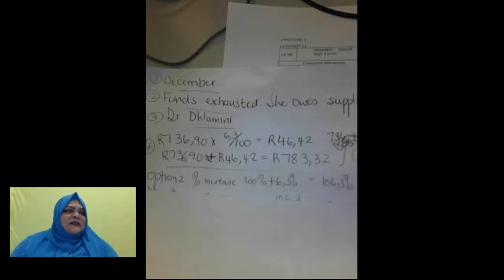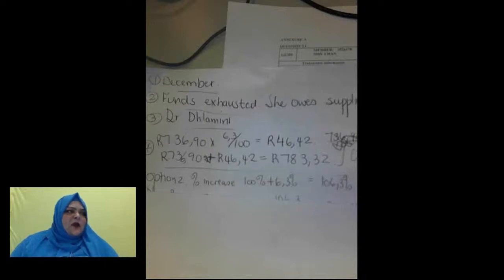736 Rand 90 cents is the original amount, the 100% of the amount. But now we want to add that, and we will now say 100% plus 6.3% gives me a total of 106.3%. Okay, what do I do now?